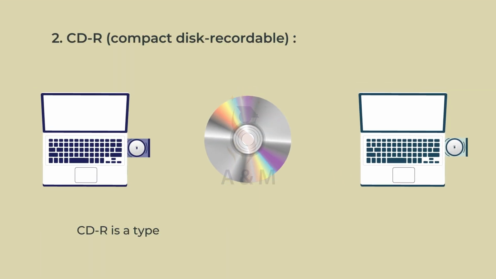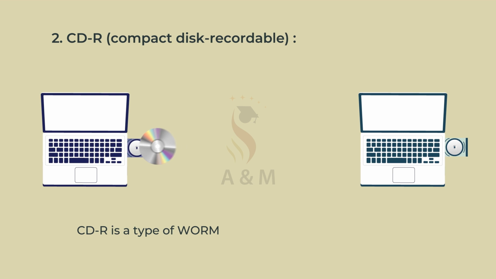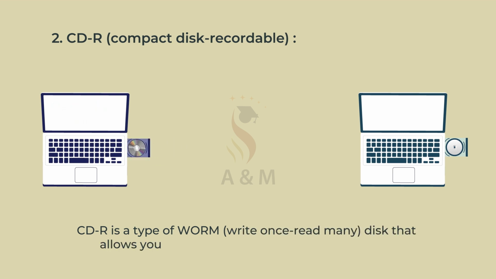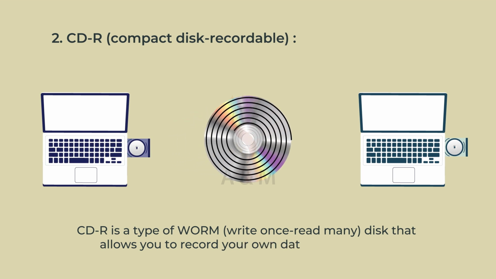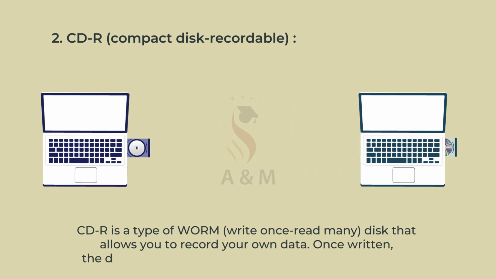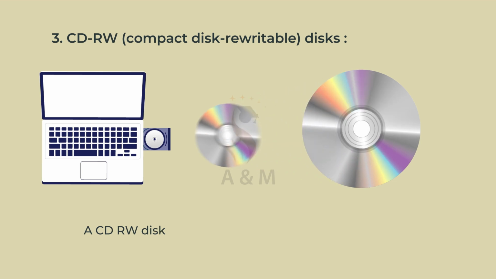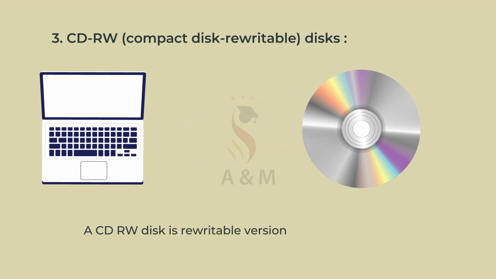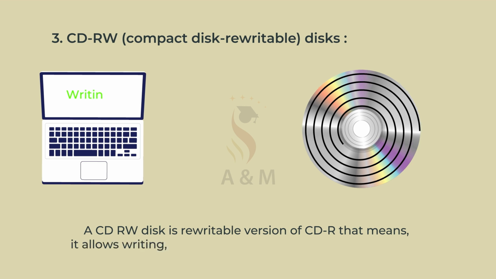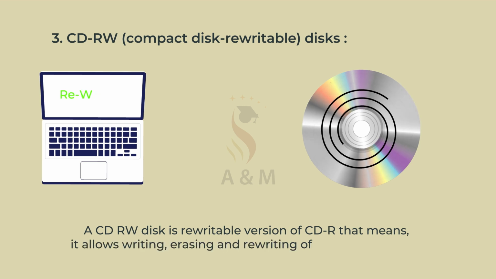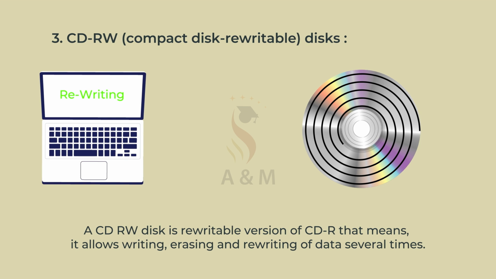CDR is a type of WORM, write once, read many, disk that allows you to record your own data. Once written, the data on the CDR can be read but cannot be altered. A CDRW disk is a rewritable version of CDR. That means it allows writing, erasing and rewriting of data several times.